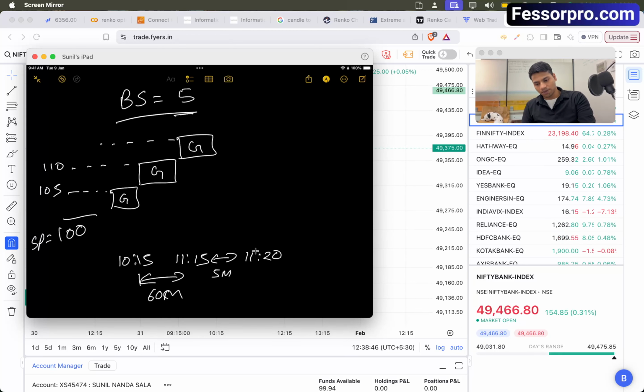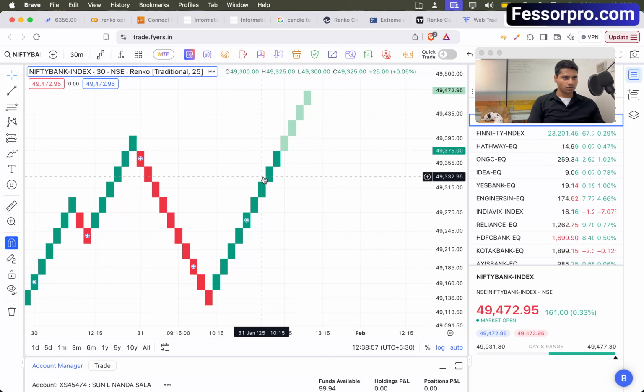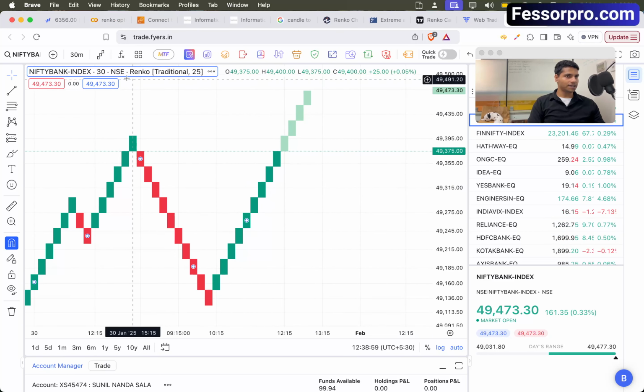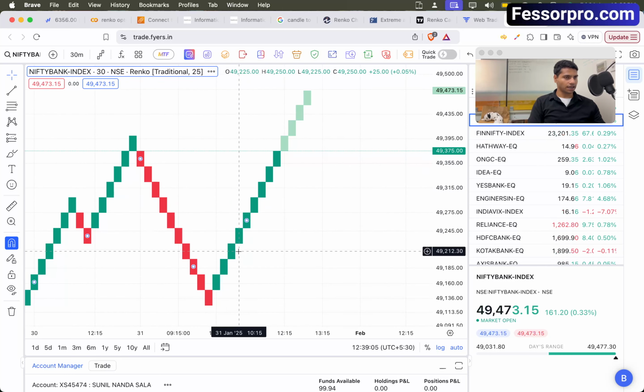So the price should be above what? It should be above 105. Only then you will see a green brick. So this is the difference. You will only see a brick if there is a price movement. I can show you. Right now, what is the brick size in this chart? The brick size is 25. And these are the 25 brick size bricks that you can see.